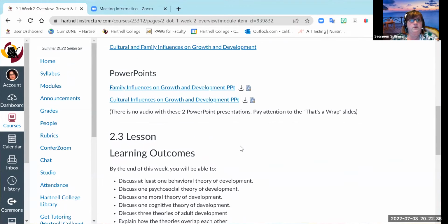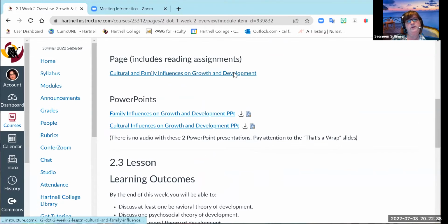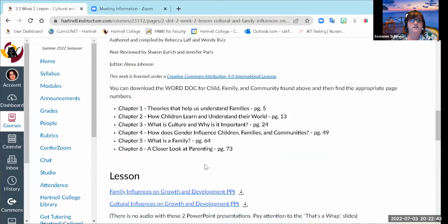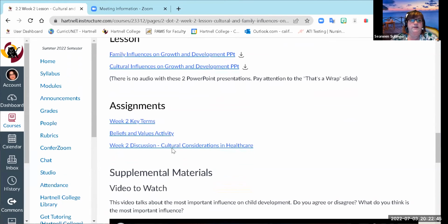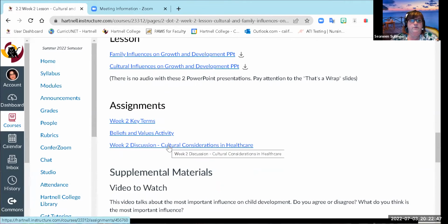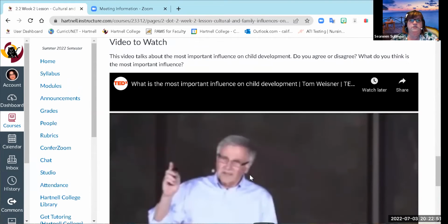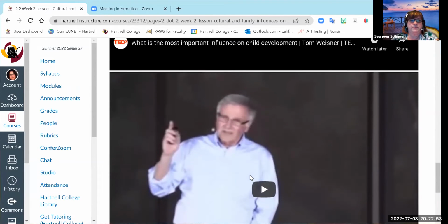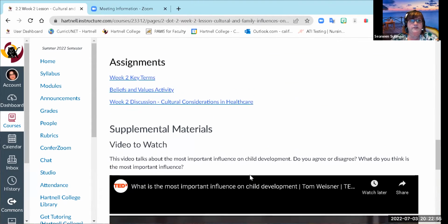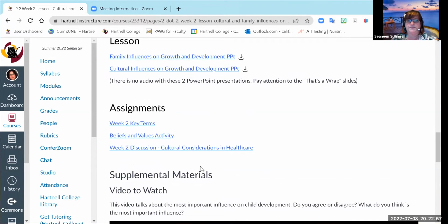And then we move on to, let's see, we should finish that page, which includes the reading assignments. And we keep on going down, and here is the discussion for the week. There's also some supplemental videos to watch. So it'd be interesting to know what your thoughts are once you see the video. Might be a good quiz question.